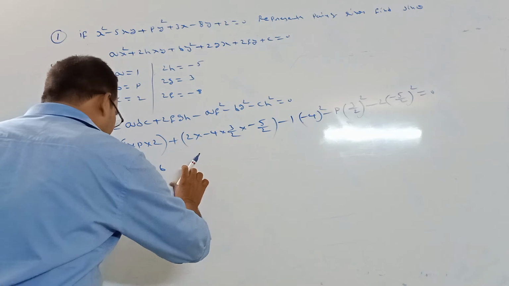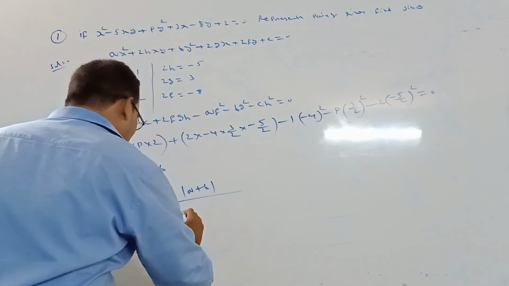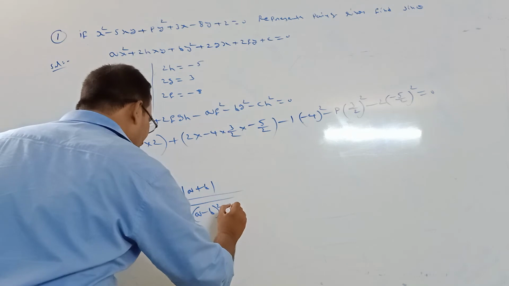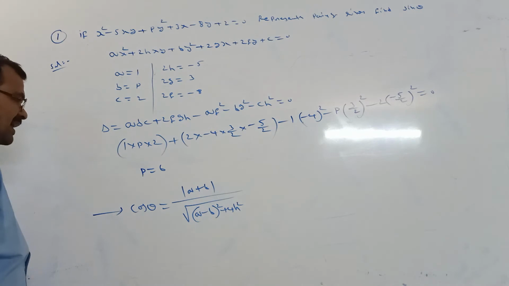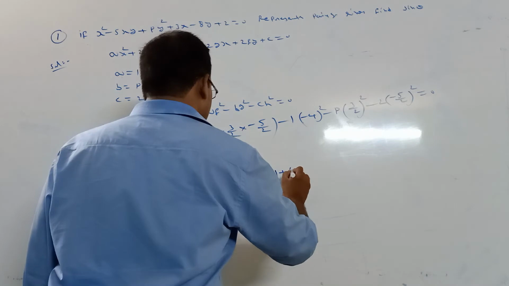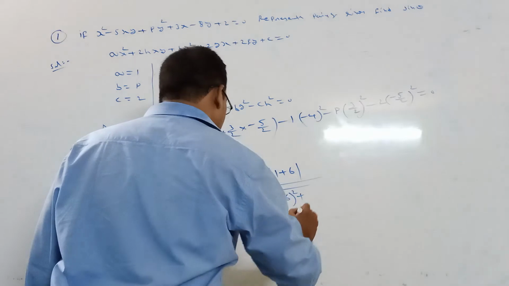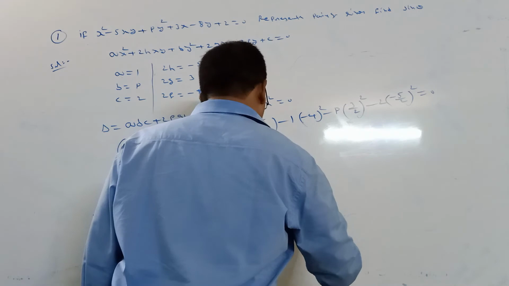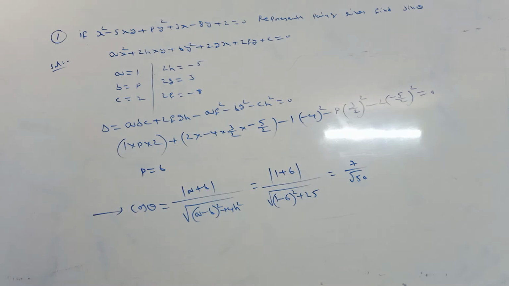Next, I find out the angle between the pair of lines. Cos theta equal to modulus of a plus b by under root of a minus b whole square plus 4h square. This is the standard formula to find the angle. So I use this. A is 1, b is 6, so a minus b whole square is 1 minus 6 whole square plus 4h square. So 4h square makes 25. This one is 7 by root 50. Cos theta value is 7 by root 50.